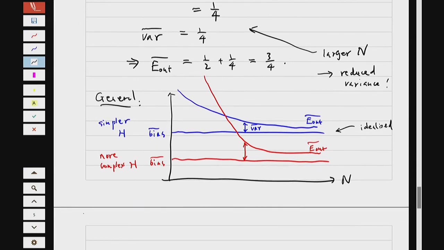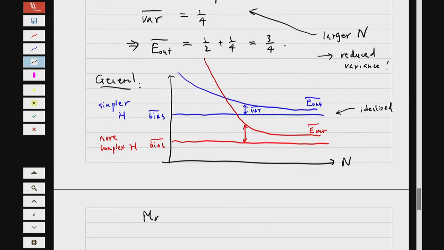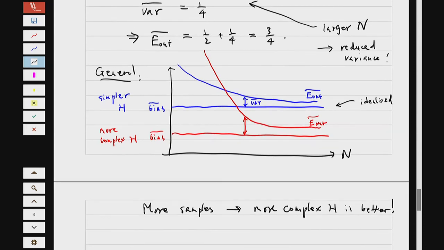So let me add another, continue. We'll have more samples, which give you more complex H, it will be better, right? Okay. So again, drawing this connection between the number of sample points you have and the complexity of the model that you use.